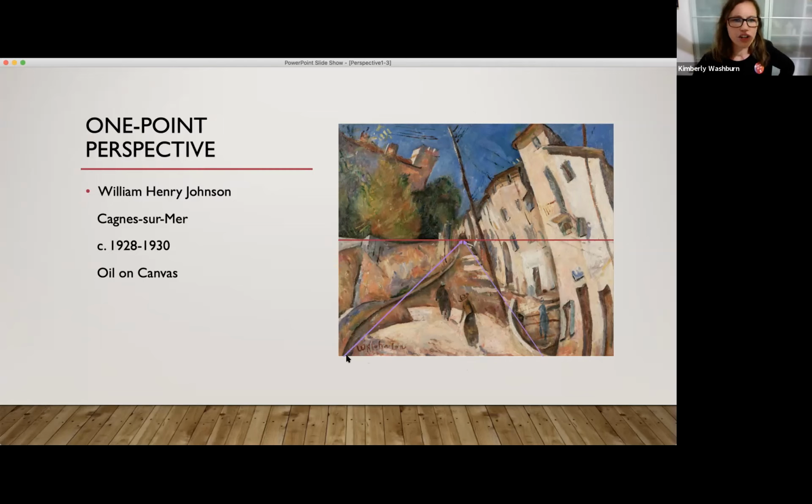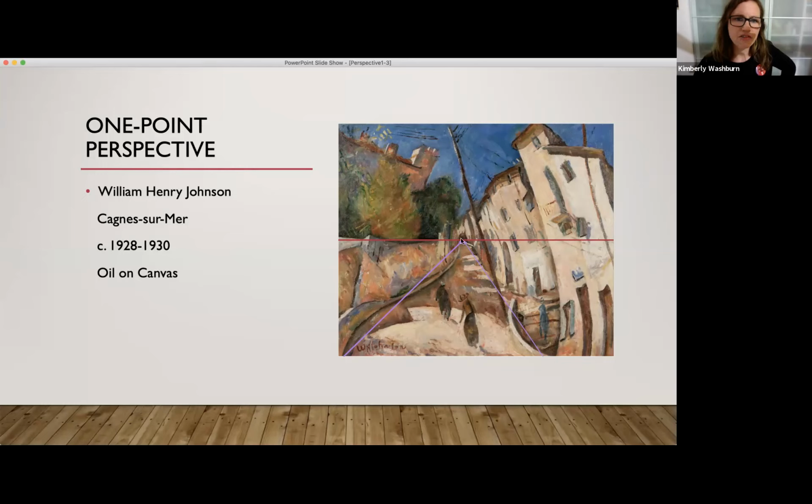And William Henry Johnson, even though he has these curvy streets, these aren't straight lines, you can see that they kind of follow the path to this point right there, almost to the door of this building in the back. And this side of the road as well. If we follow that line, it takes us back to about right here.